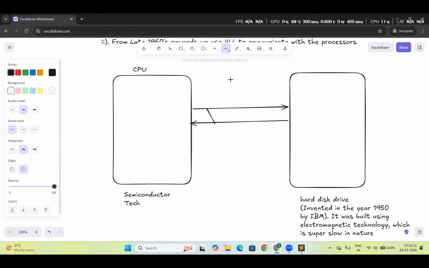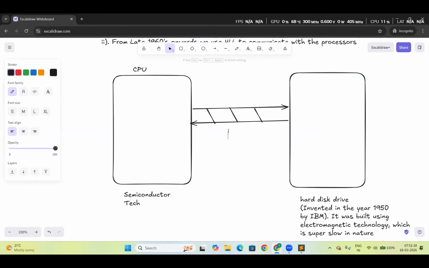This is called a CPU. This is called a bus. Bus is nothing but a way of communication between them. It is a set of wires that carries info from one unit to another unit.